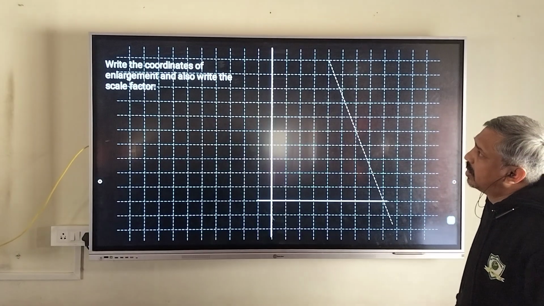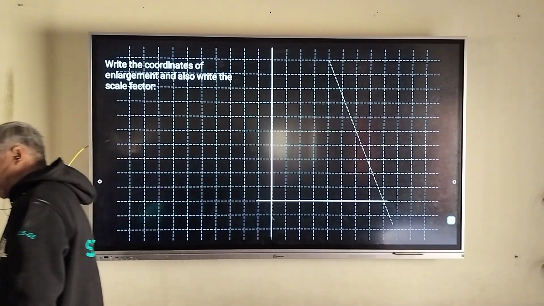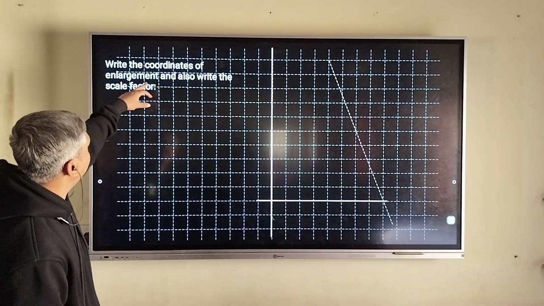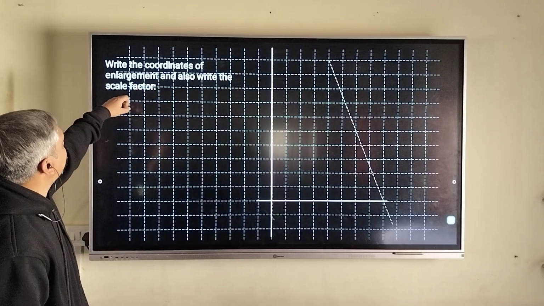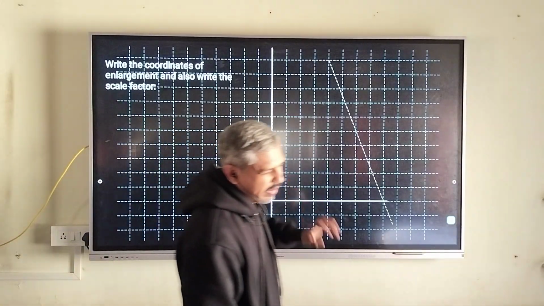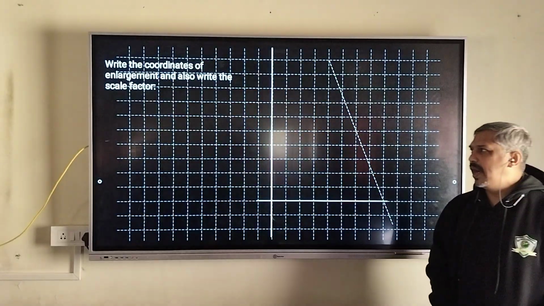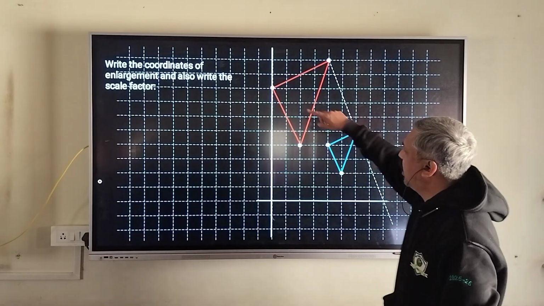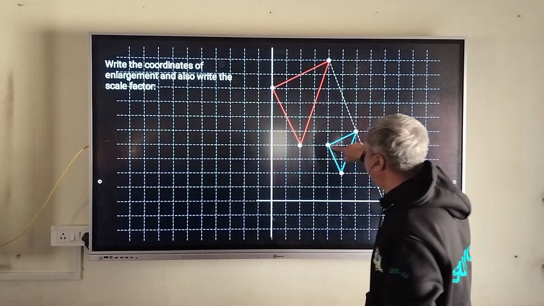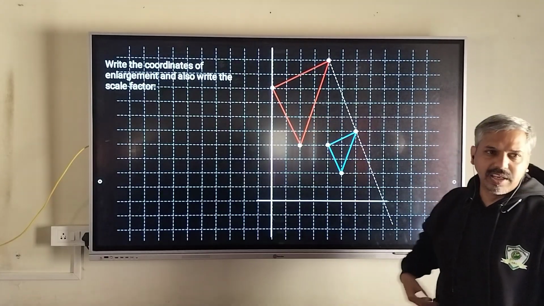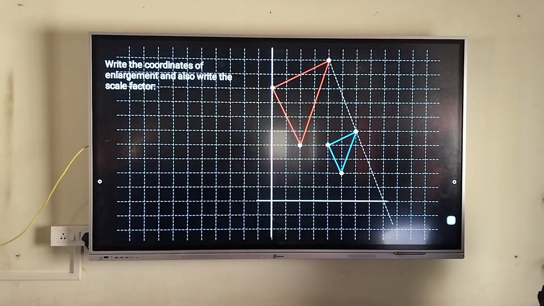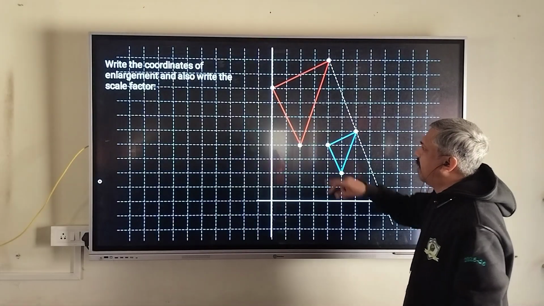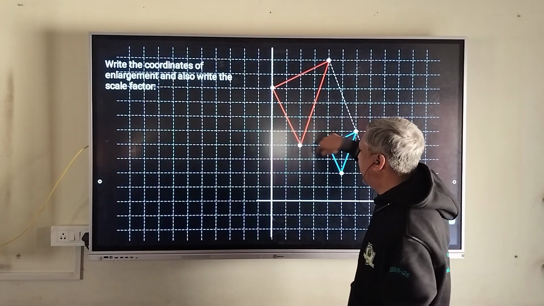Now we will do enlargement. Enlargement is very interesting. Write the coordinates of the center of enlargement, and also write the scale factor. What is the center of enlargement? Let's see. First we draw an object and a second object. These are similar objects. Similarity is completely present here, in the sense that the angles are the same, the shape is absolutely the same, it's only the size that is different. Now we'll mark the corresponding points and join them.